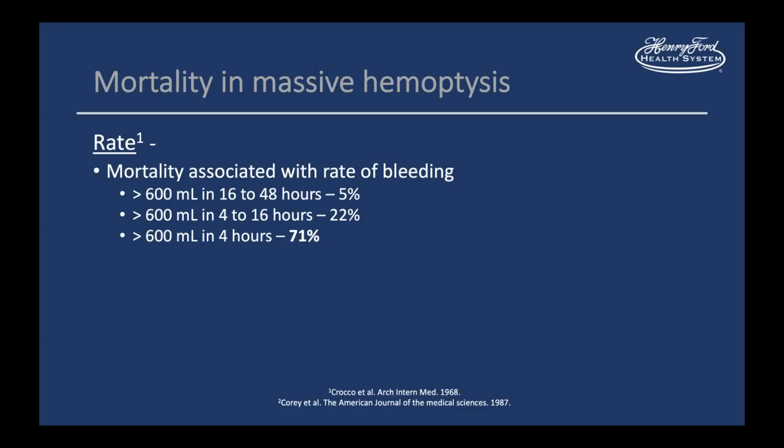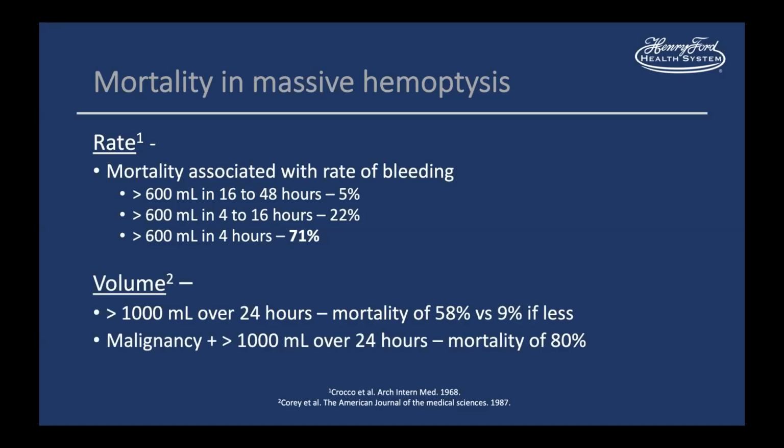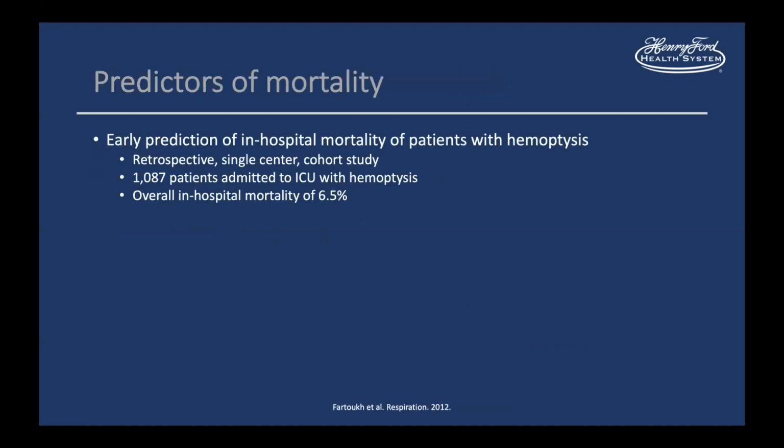So when you're assessing patients with massive hemoptysis, rate is a pretty important clinical indicator of how they're going to do. It's important to ask when the last episode was, and how about the episode before that? Is the time interval between episodes getting shorter, or about the same? The other component is volume. This was another retrospective study in the 80s where they looked at volume over 24 hours and compared mortality. Over a liter in this study, you had a mortality of 58% versus 9% if less. And when they combined an etiology of malignancy with over a liter of hemoptysis over 24 hours, the mortality jumped to 80%.